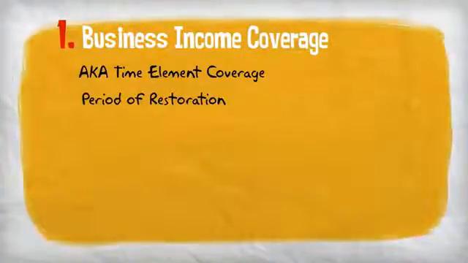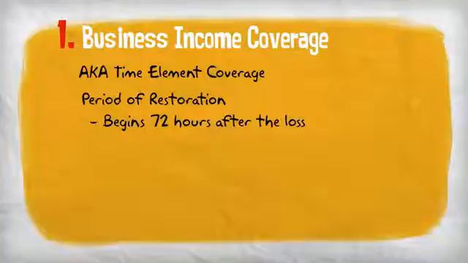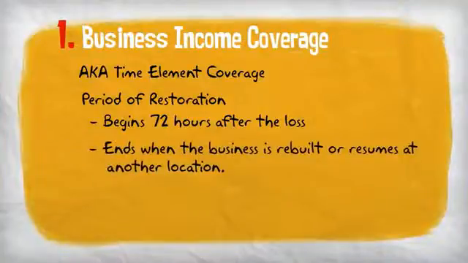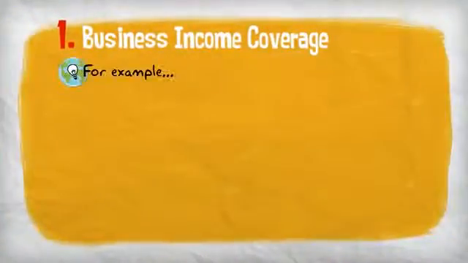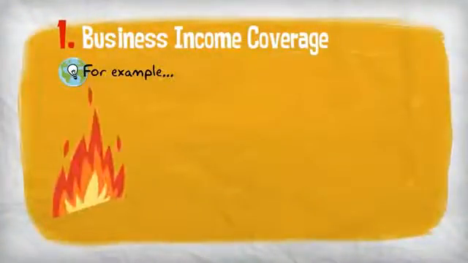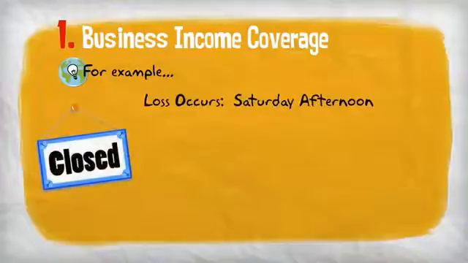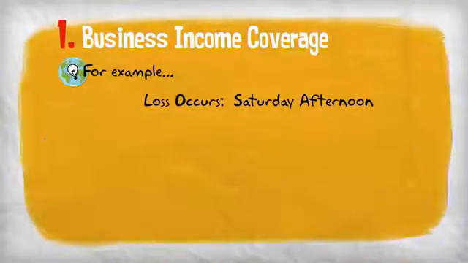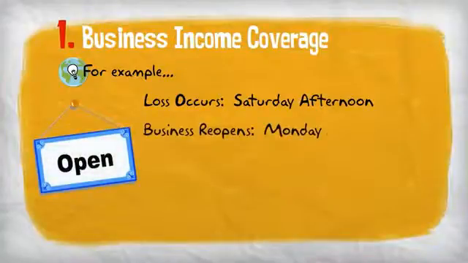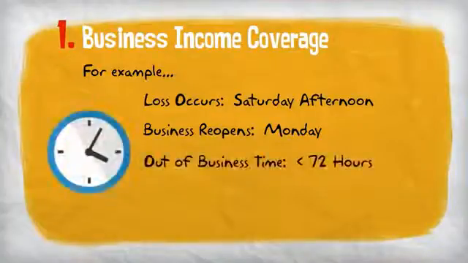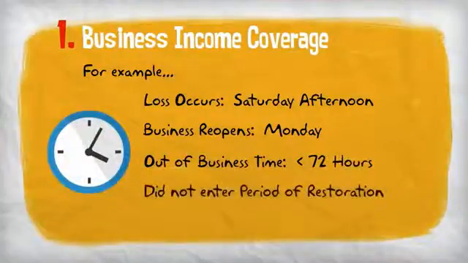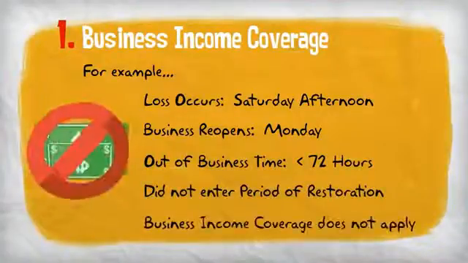The period of restoration begins 72 hours after the loss and ends when either the business is rebuilt or resumes at another location. For example, we noted earlier your business has suffered a fire. It happens on a Saturday afternoon and causes extensive damage. However, you're able to gather enough stock to reopen your business at another temporary location on Monday. Because it has not been 72 hours since your loss, you have not yet entered the period of restoration, so you would not be covered for any income lost on Saturday and Sunday.